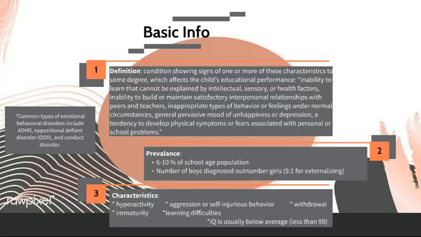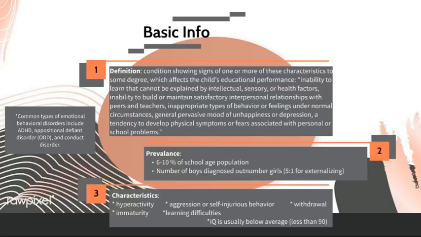The prevalence is 6 to 10% of school-age children are diagnosed with EBD, with the number of boys being diagnosed outnumbering the girls. There is a 5-to-1 ratio for externalizing, which means that they show their emotions on the outside more often. The third thing is characteristics.